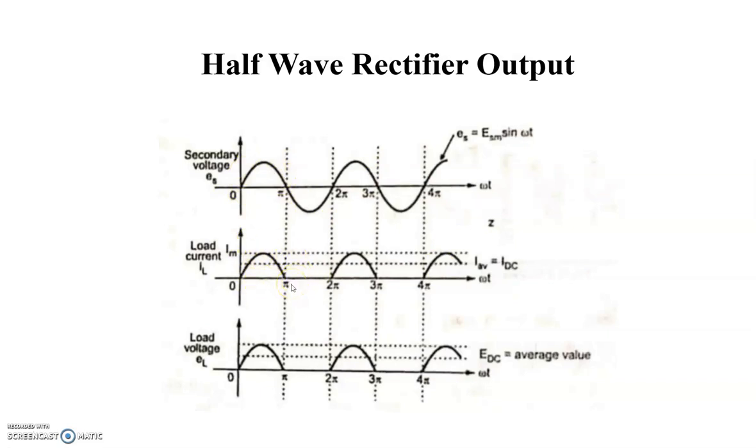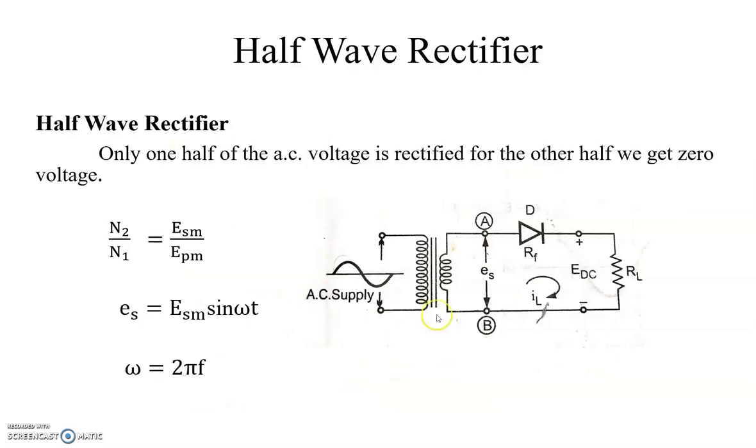So during the negative half cycle, what happens? This terminal is more negative when compared to this one, so the diode will act as an open circuit. That means no current flows in this RL, so all the input voltage appears across the diode, and therefore your output is 0.